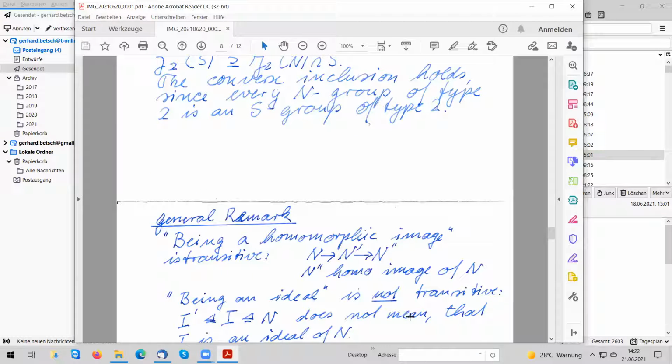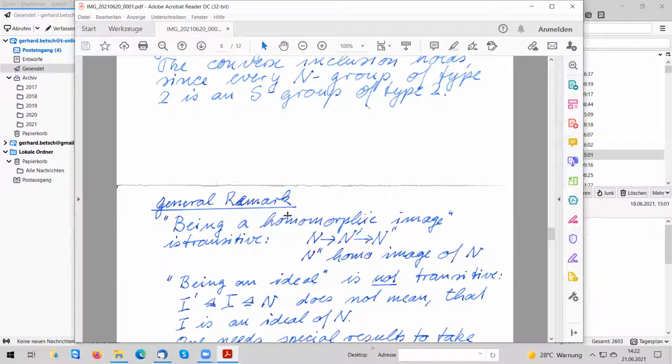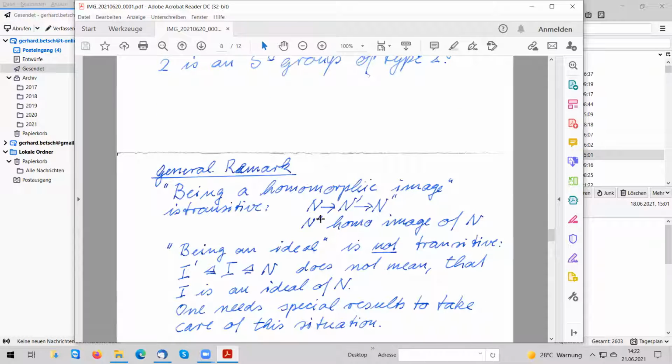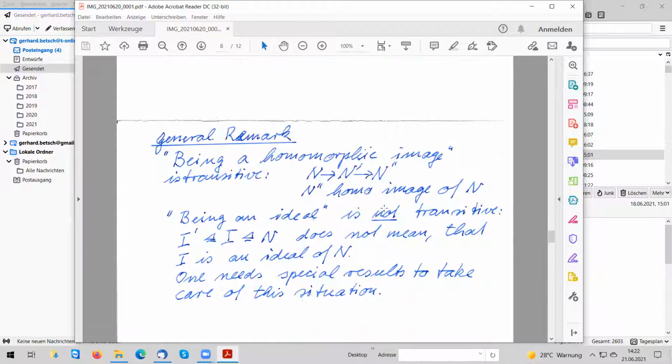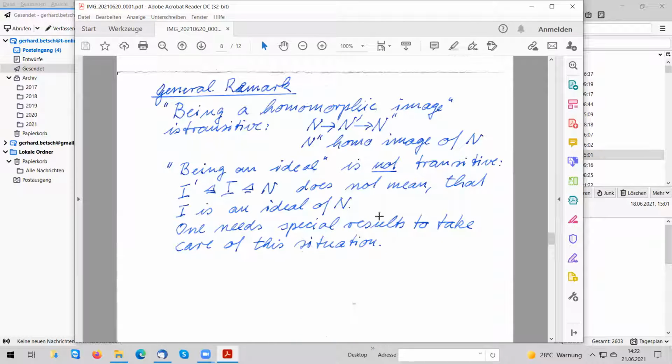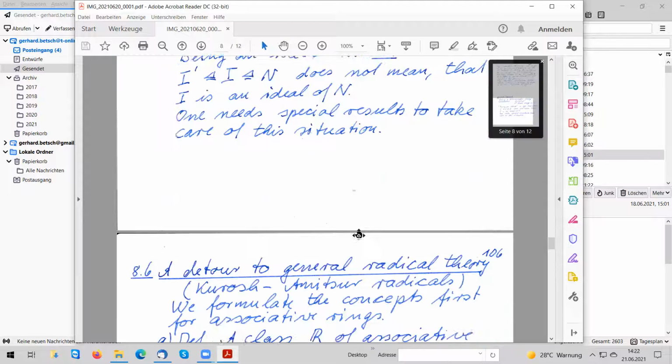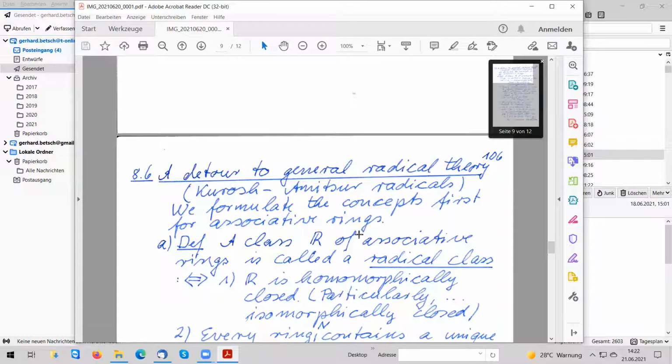Now, a general remark. Being a homomorphic image, as I mentioned, is transitive. Being an ideal is not transitive, and one needs special results to take care of the situation. Let us make a detour to general radical theory. We talk about the so-called Kurosh-Amitsur radicals.